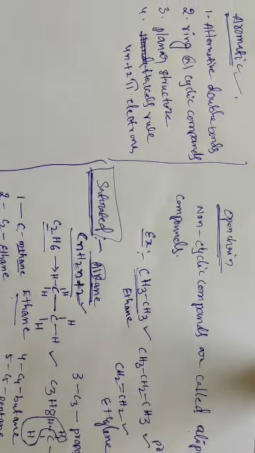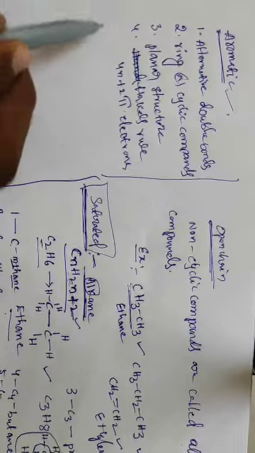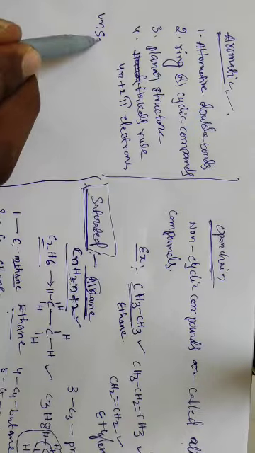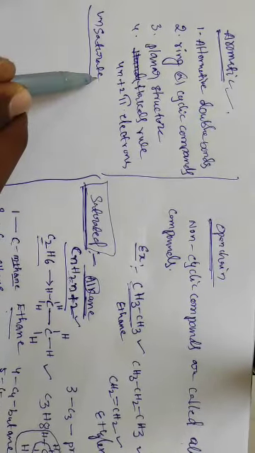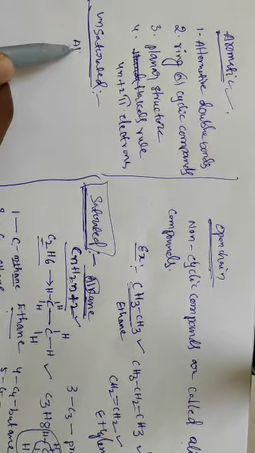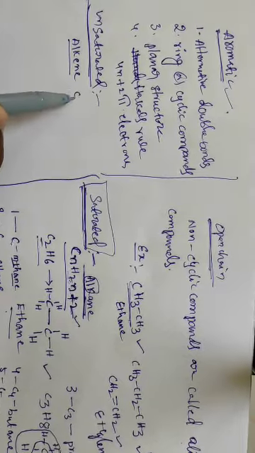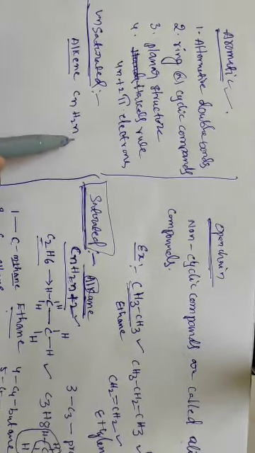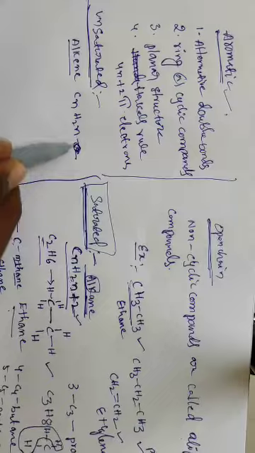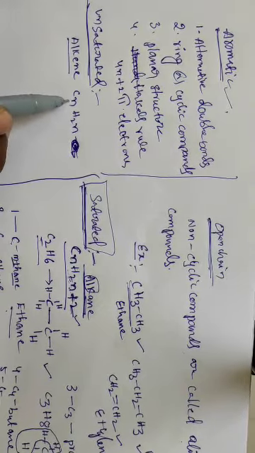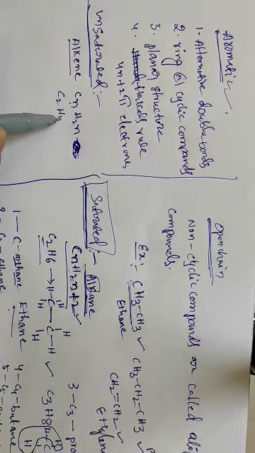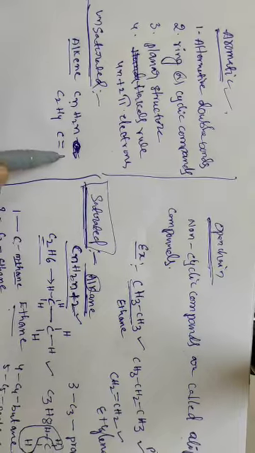This is about saturated compounds. Now, unsaturated compounds are also there. That is the classification of alicyclic or open chain compounds. Unsaturated is of two types. One is alkene, ene. The formula is CnH2n. Example: instead of n take 2, C2, 2 into 2, H4. C2H4. Structural formula, C double bond C.